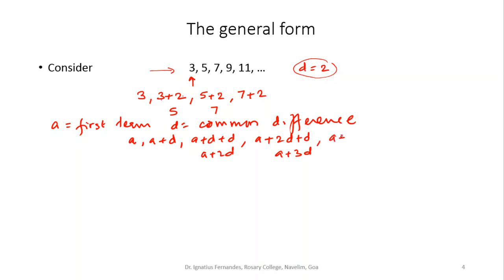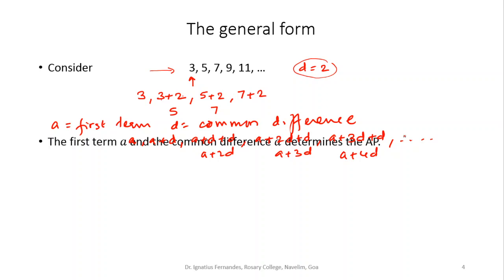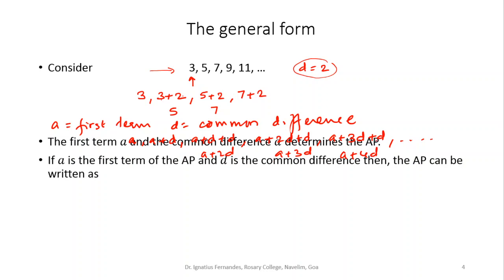Next term, it will be again, to this A plus 3D, you add D again, and you will get A plus 4D and so on. So this is how you can generate this arithmetic progression. So the first term A and the common difference D determine the arithmetic progression. If A is the first term of the arithmetic progression and D is the common difference, then the arithmetic progression can be written as A, A plus D, A plus 2D and so on.